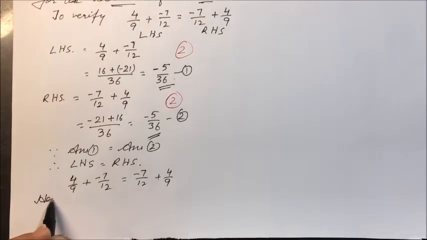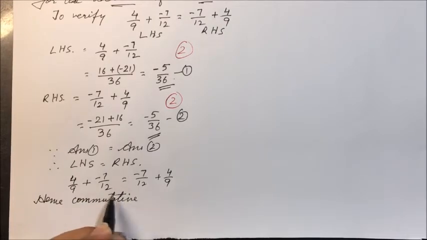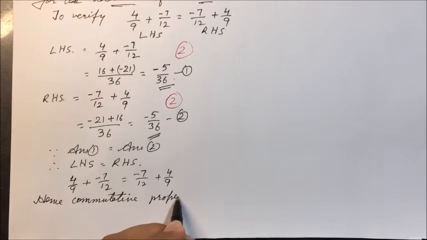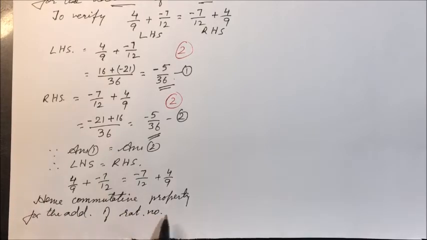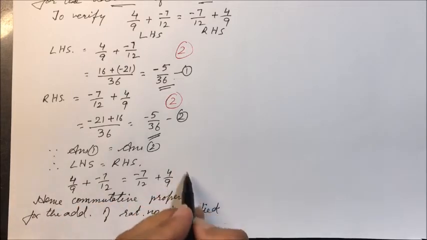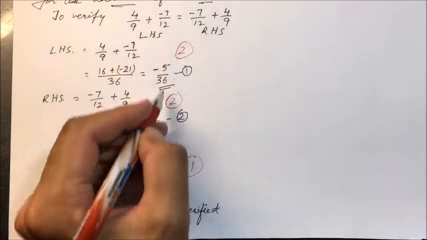Hence, commutative property for the addition of rational numbers is verified. Or you can write hence verified as well. If you have written these all, 1 mark. So total of 5 marks.